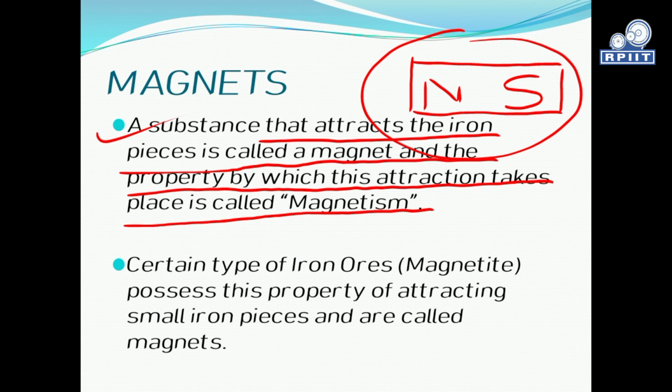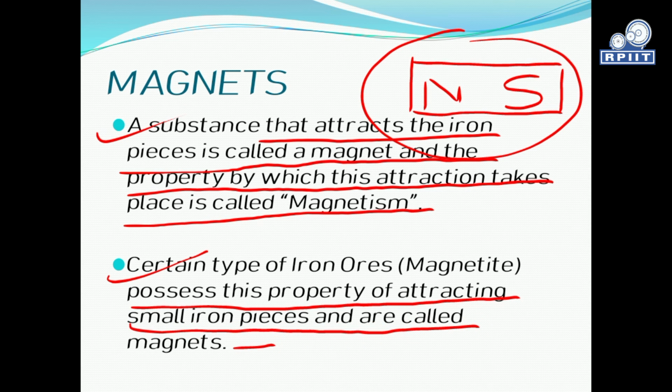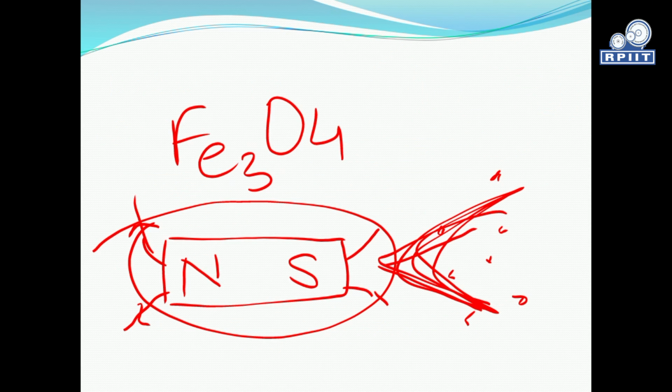Certain types of iron ores, magnetite, that is Fe3O4, possess this property of attracting small iron pieces and are called magnets. So this magnet attracts these small iron pieces, and the property of attracting small iron pieces is called magnetism.